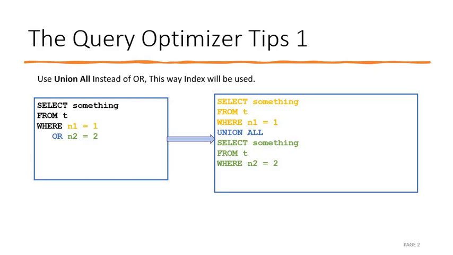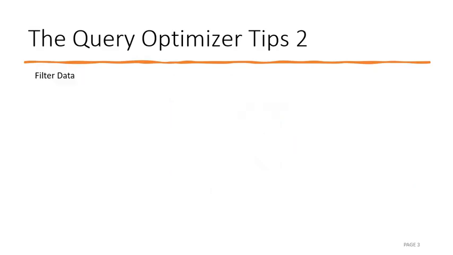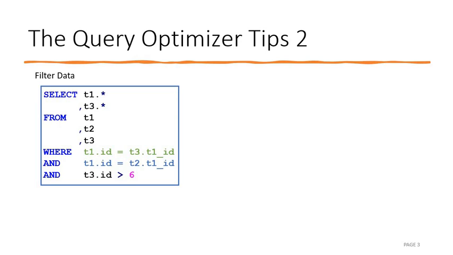Let's see another example. How can we tune the query? We have another query where we want to fetch columns from the T1 table, T2 table and T3 table, and we have joined the T1 table ID equal to the T3 table ID column, and again T1 ID is joined with T2 ID columns, and then we have mentioned that T3 ID greater than 6. How can we tune this query?